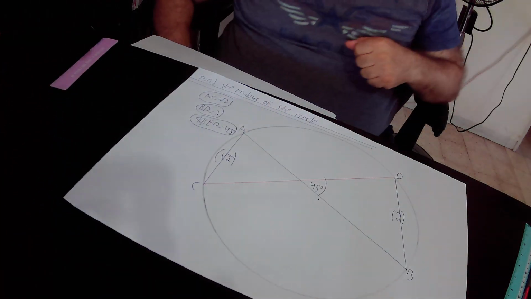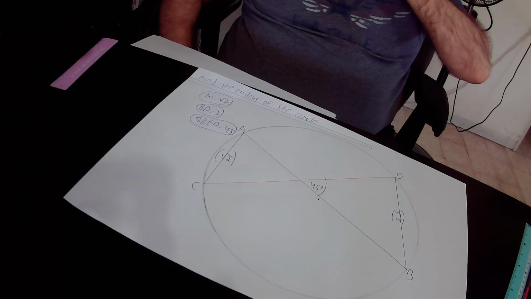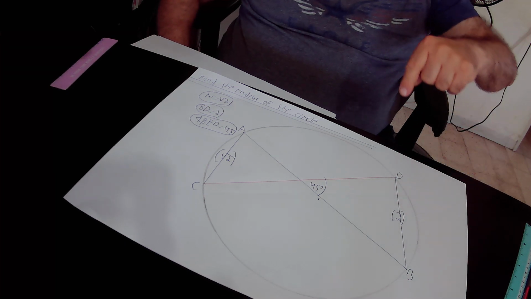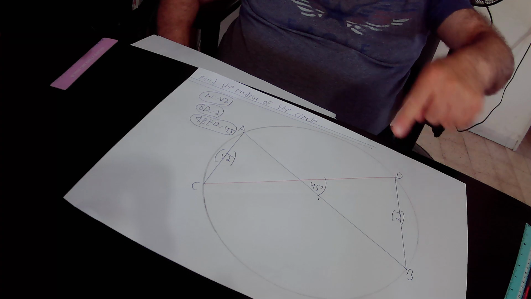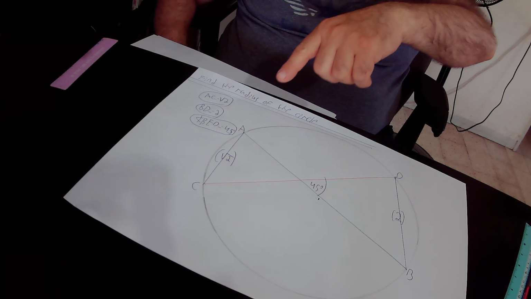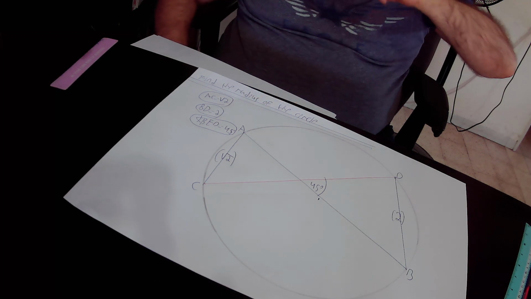And now, in this lecture, we'll find out the radius of a circle. In the drawing, we have a circle. Inside this circle, we have chord DB. Chord DB equals 2 units in its length. We also have here chord AC, which equals the square root of 2 units in its length.